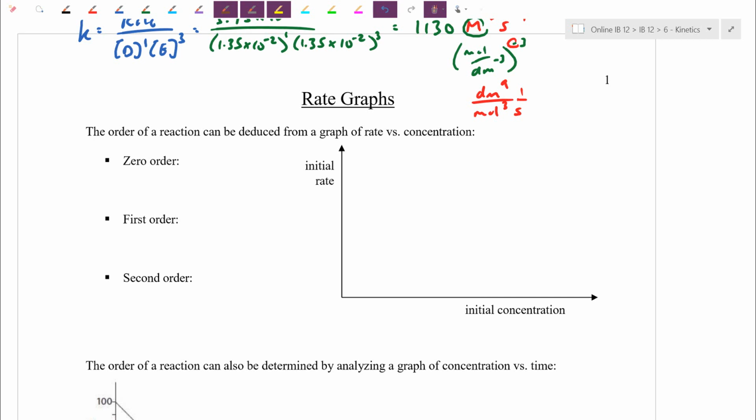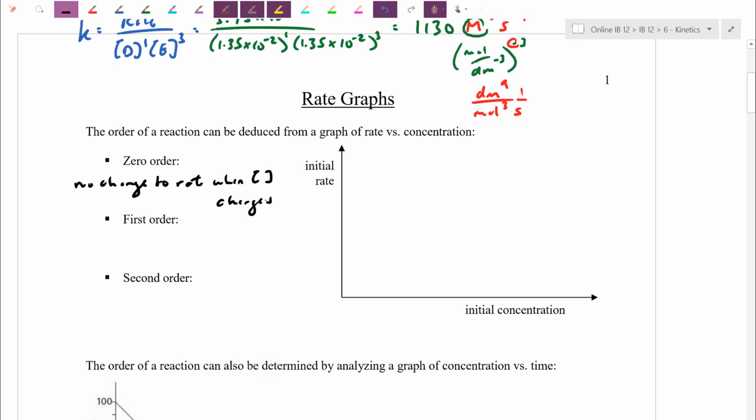In this case, there are two ways I can plot the graph. The order of reaction can be deduced from a graph if I plot the initial rate, the actual speed, versus the initial starting concentration. So for example, when I'm zero order in a certain chemical, there is no change to rate when your concentration changes. Right?